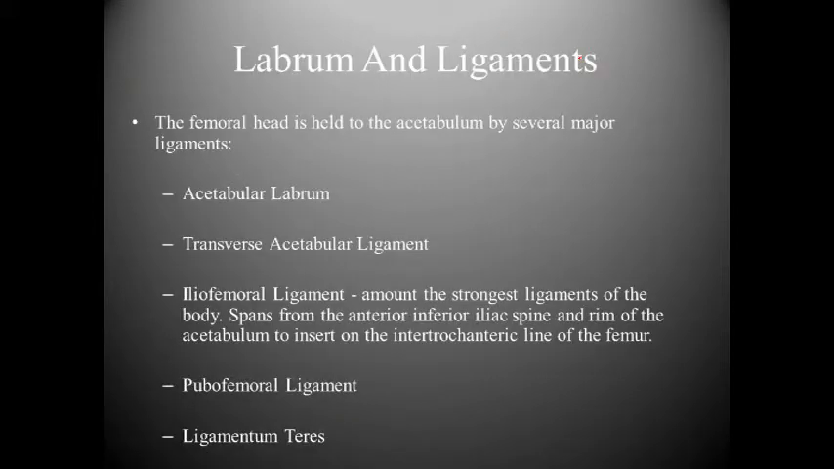We also have a mixture of labrum and ligaments. The femoral head is held to the acetabulum by several major ligaments, such as the acetabular labrum, the transverse acetabular ligament, the iliofemoral ligament, which basically amounts to the strongest ligaments of the body, spans from the anterior inferior iliac spine and the rim of the acetabulum to insert on the intertrochanteric line of the femur. We also have the pubofemoral ligament and the ligamentum teres.